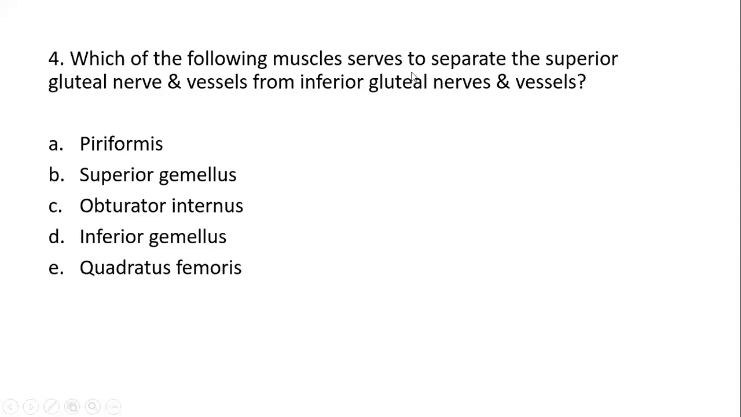So, which of the following muscles serves to separate the superior gluteal nerve and vessels from the inferior gluteal nerve and vessels? The options are: piriformis, superior gemellus, obturator internus, inferior gemellus, and quadratus femoris. One of these muscles serves as an important landmark in the gluteal region, so I hope you must know this muscle.